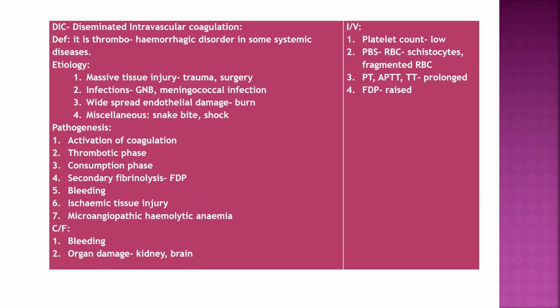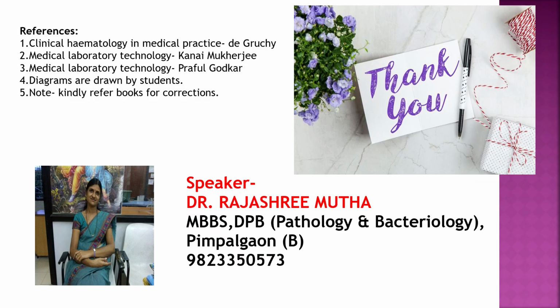So clinically the patient will be having bleeding and some organ damage, that is kidney or brain. So investigation profile: platelet count is low, PBS shows RBC schistocytes, fragmented RBCs. Then coagulation profile like PT, APTT, TT are prolonged and FDP is raised, that is fibrinogen degradation products raised.